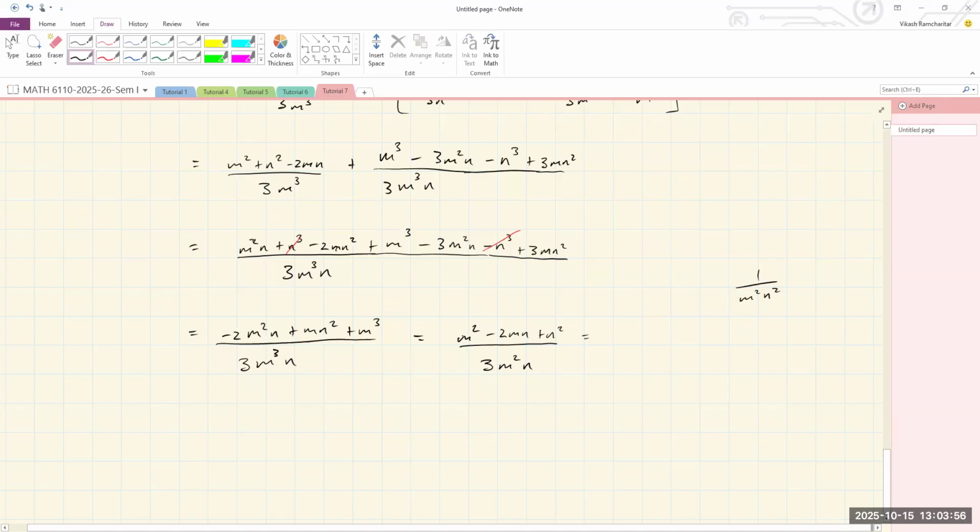So if I divide m squared by m squared n squared, I get 1 over n squared. If I divide this guy, I get minus 2 over mn. If I divide n squared by m squared n squared, I get 1 over m squared, all over, and if I divide this guy, I get 3 over n. Okay, so divide everything by m squared n squared. Now it's easier to see what will happen, right?